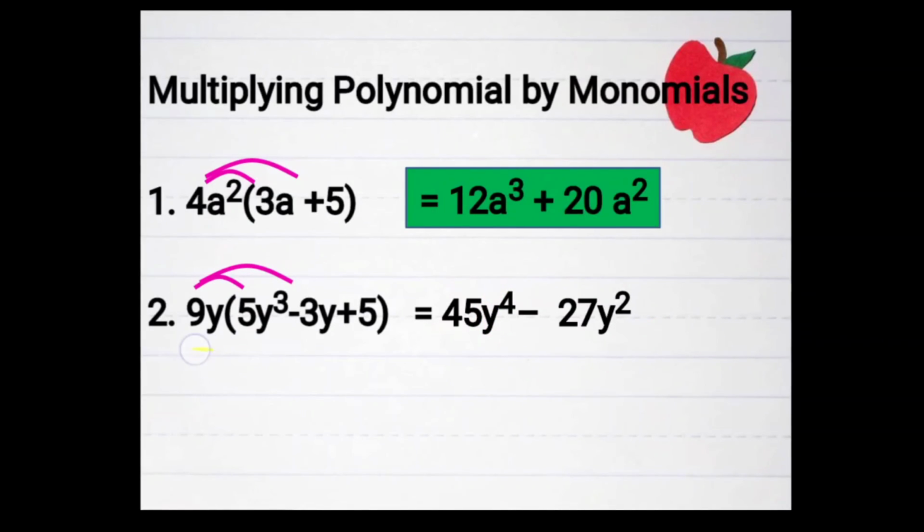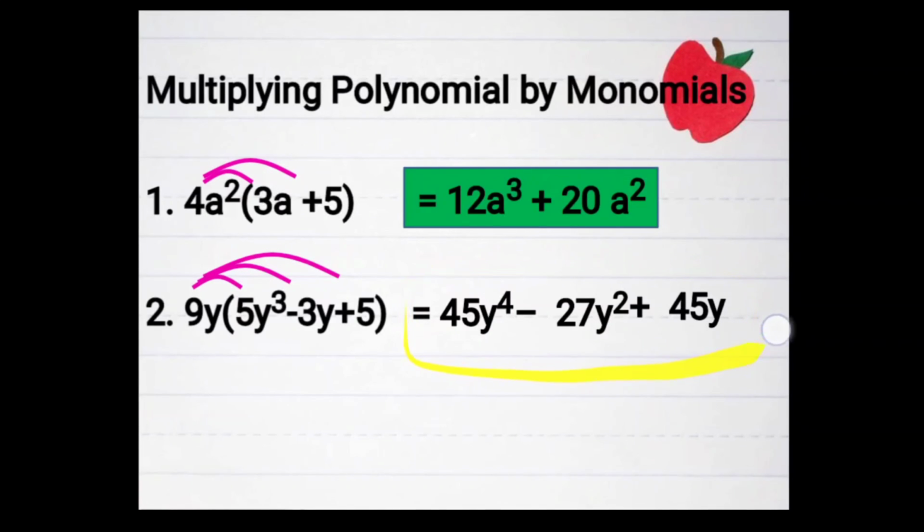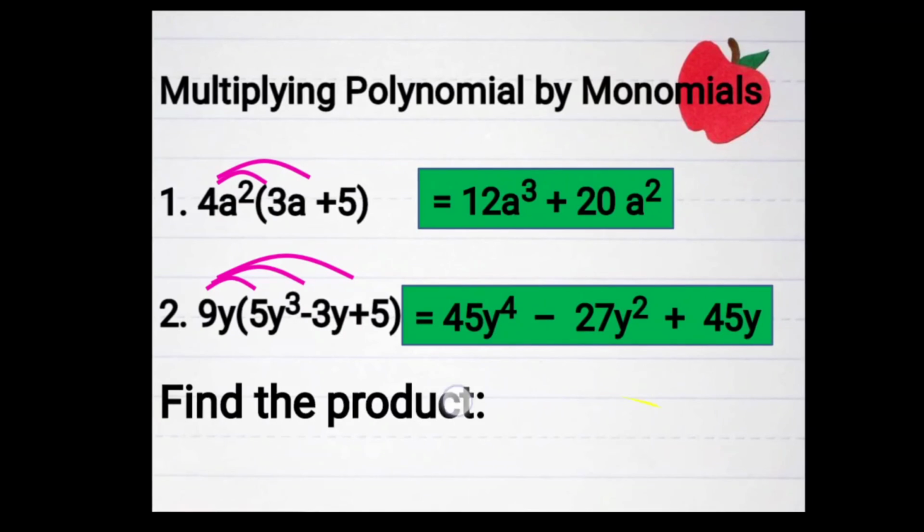Next, 9y times 5. So 9 times 5 is positive 45. Then, as you can see, there is no y beside 5. Therefore, we have to copy y beside 45. So 45y. So our final answer for number 2 is 45y to the fourth power minus 27y to the second power plus 45y.